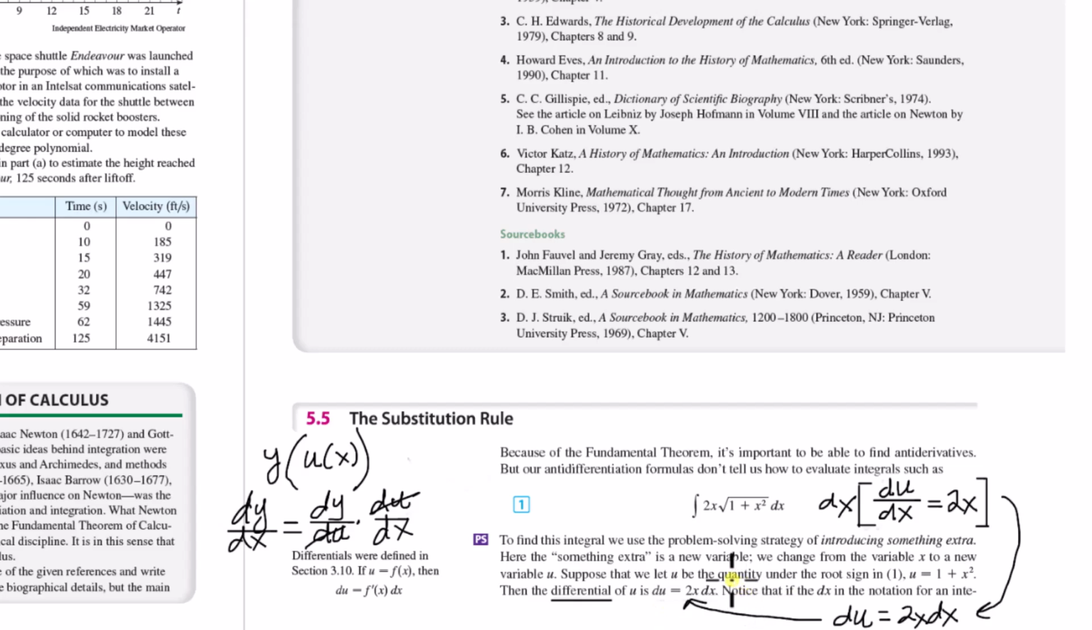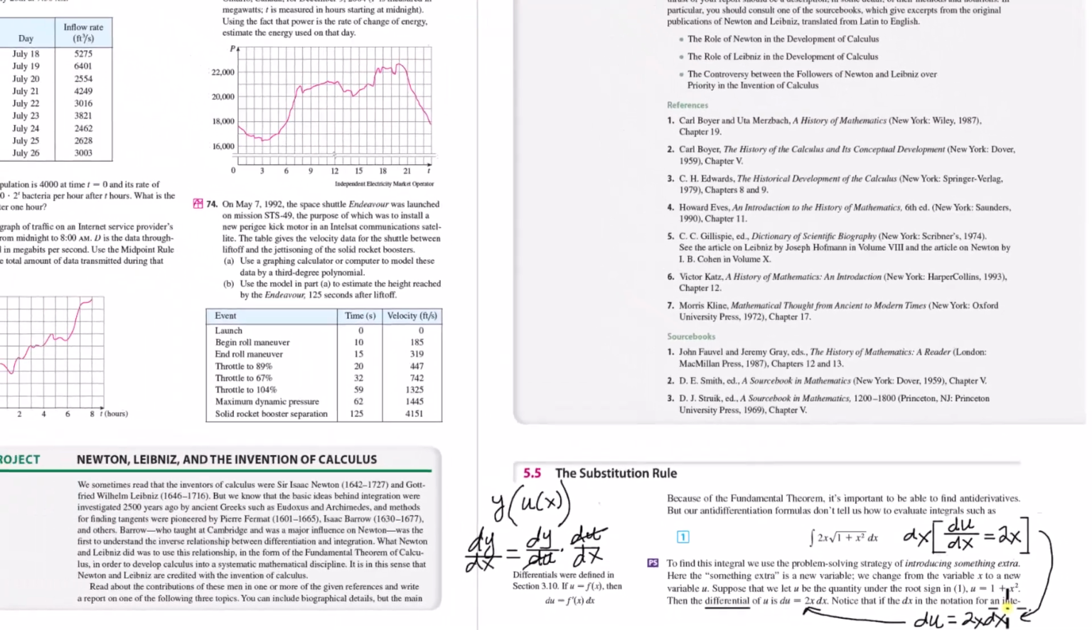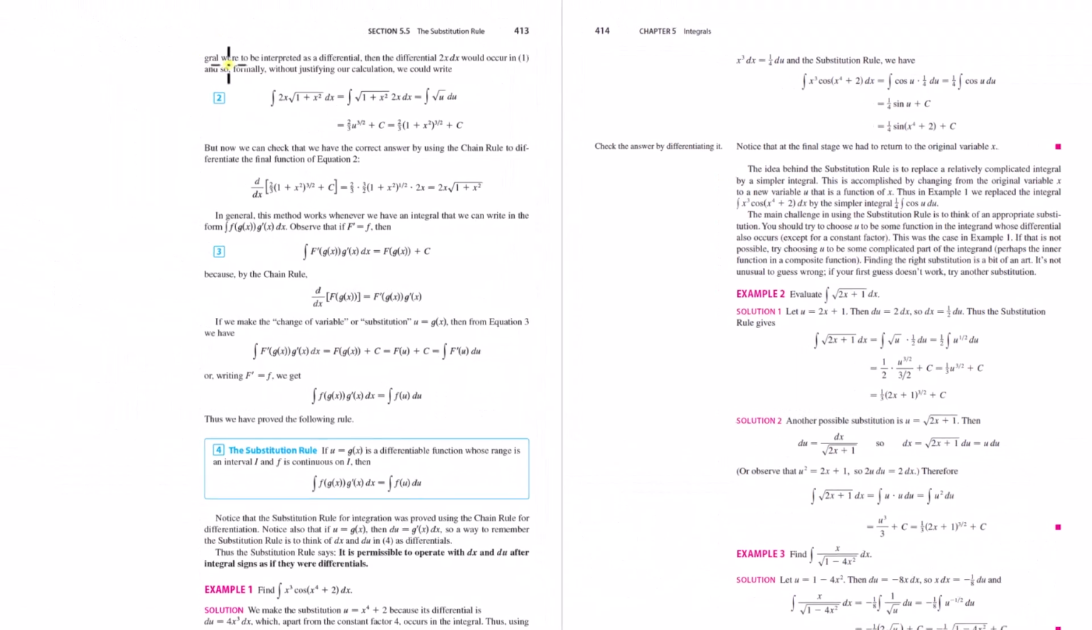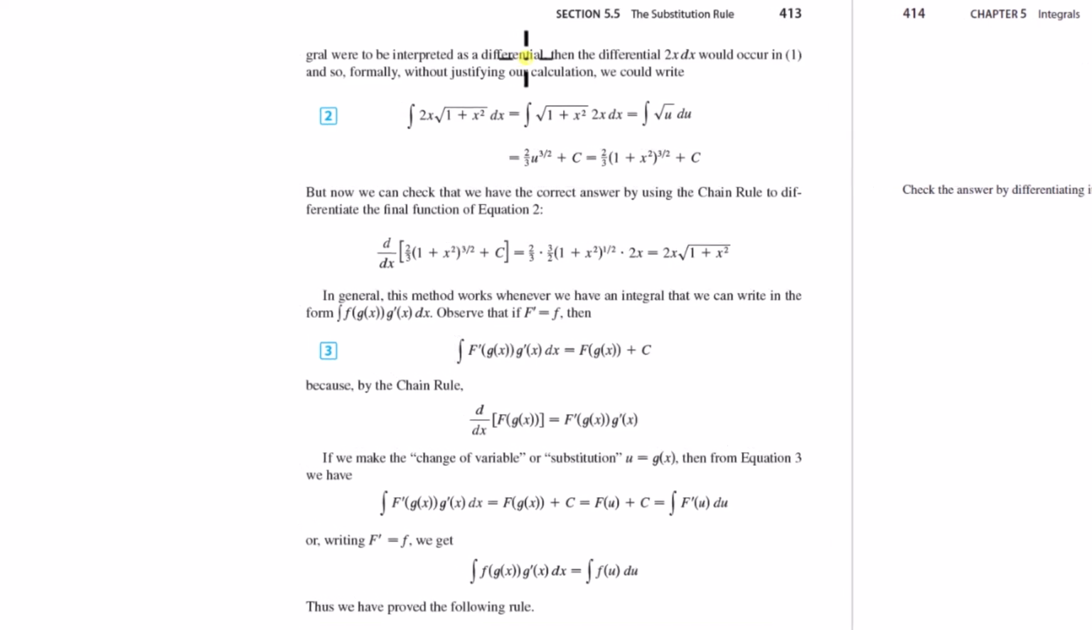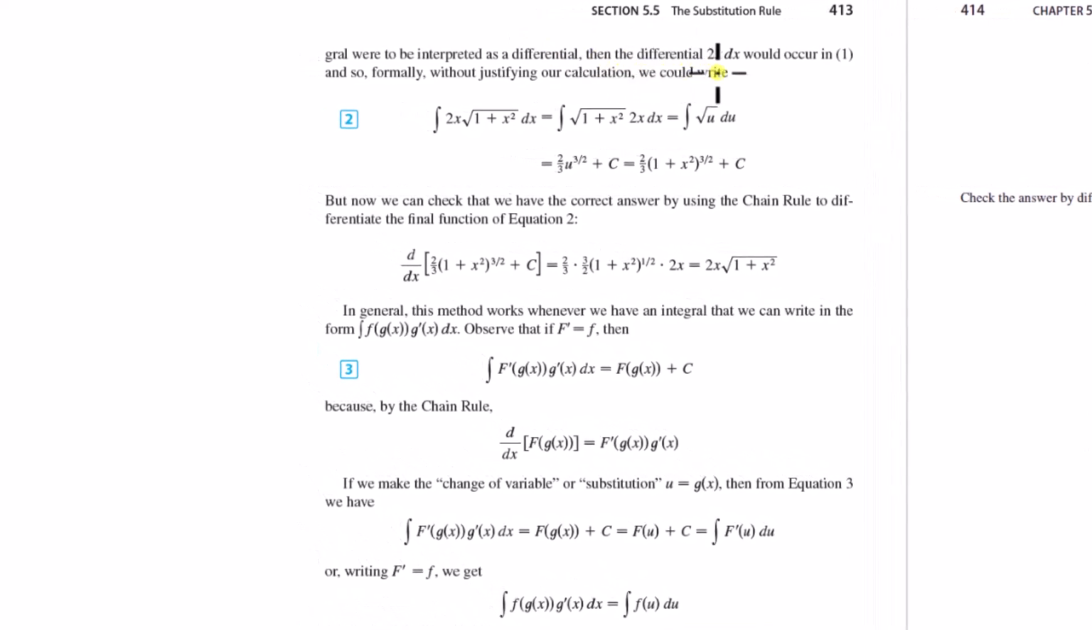And so what happens, okay, with that in mind, just keep that in mind. It says, notice that if the dx in the notation for an integral were to be interpreted as a differential, then the differential 2x dx would occur in equation 1. And so formally, without justifying calculation, we could write... what are they saying here?